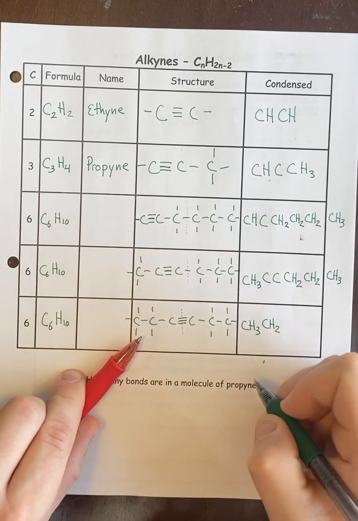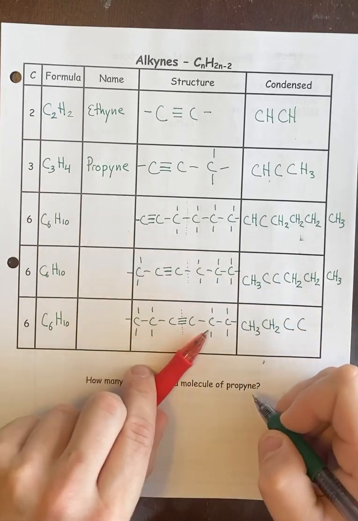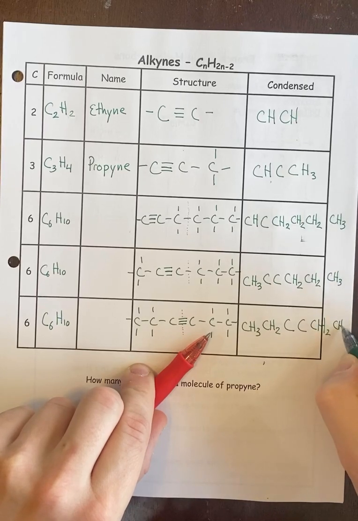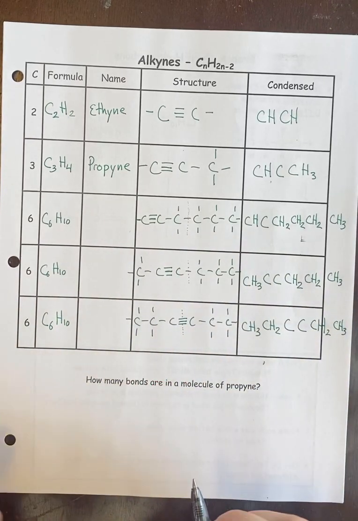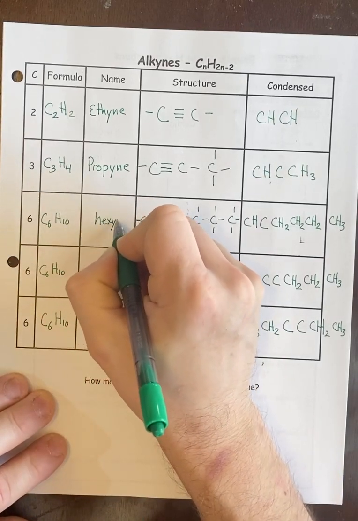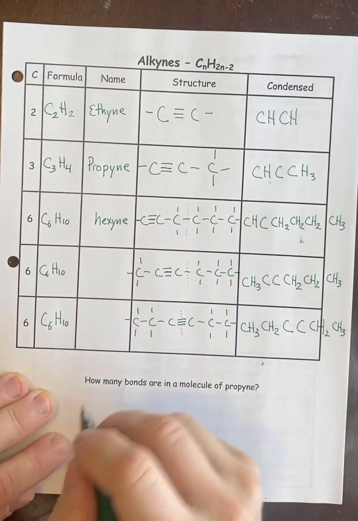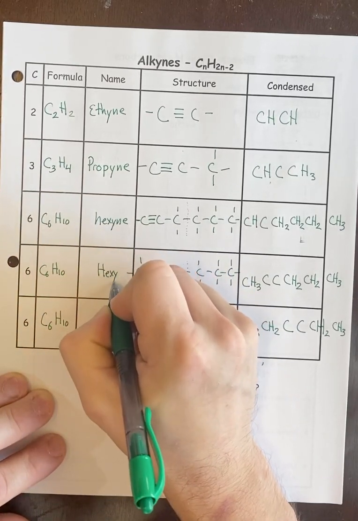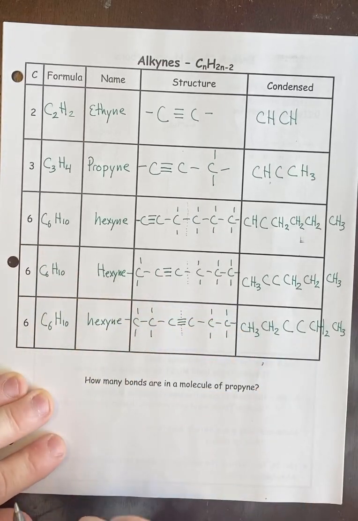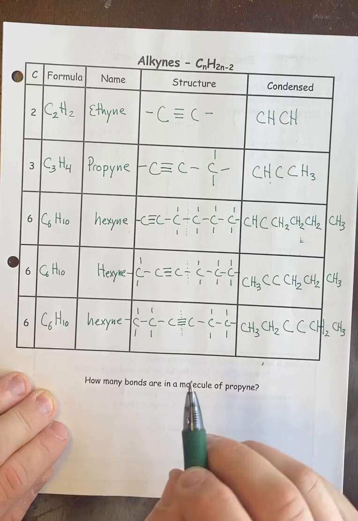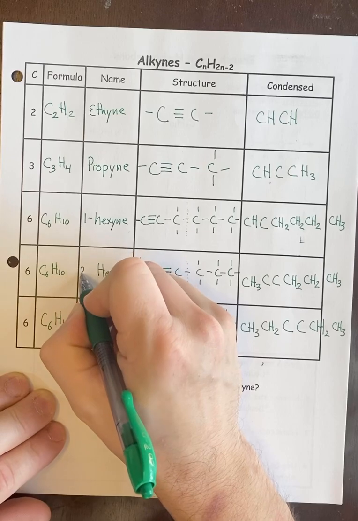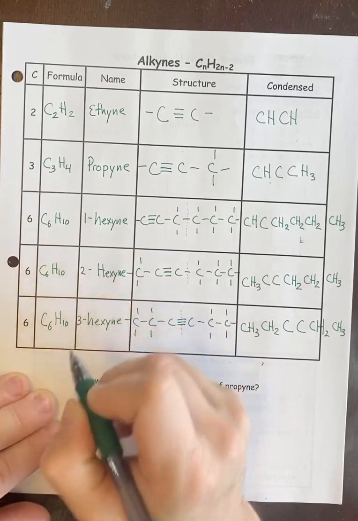And then for the last one, CH3, CH2, C, C, CH2, CH3. And then for the names, these would all be hexyne, but they're going to need numbers to differentiate between them. So this would be 1 hexyne, 2 hexyne, 3 hexyne.